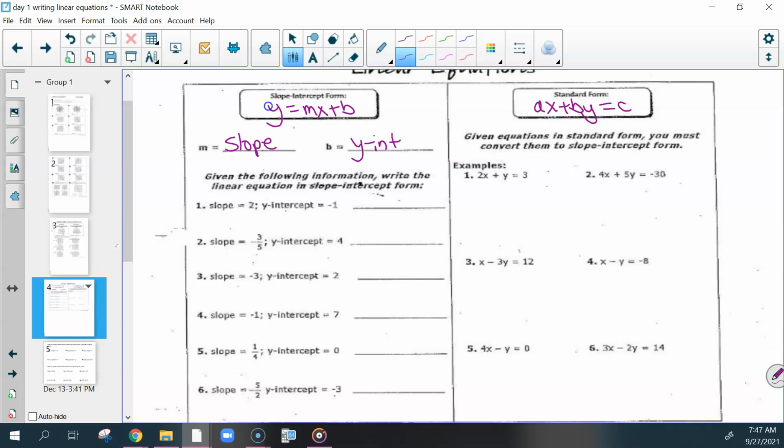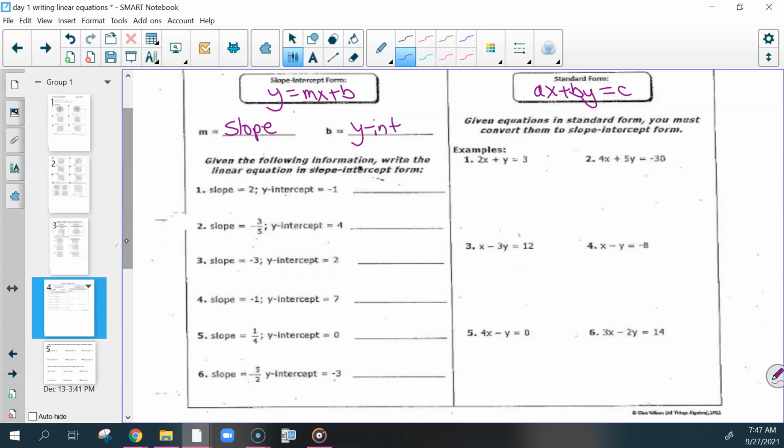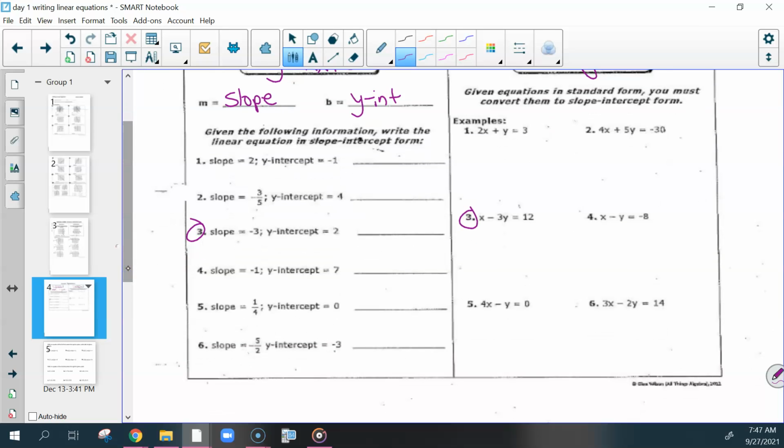Do you have any questions on this that maybe we want to see? Just do one of each. So number 3 on this side, it's given the slope of -3 and y-intercept of 2. That would be y equals -3x plus 2. Be careful with this because they might switch this and put slope over here, y-intercept over here, but still slope goes first.